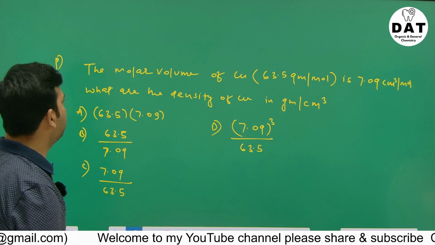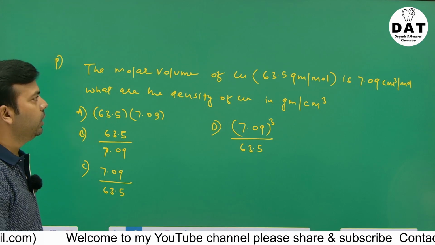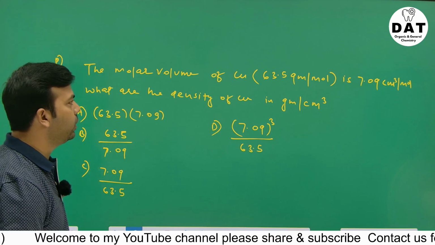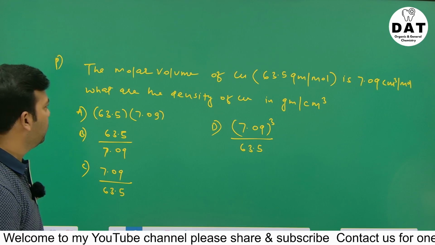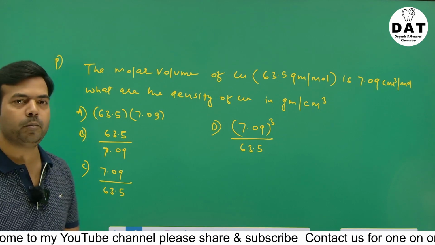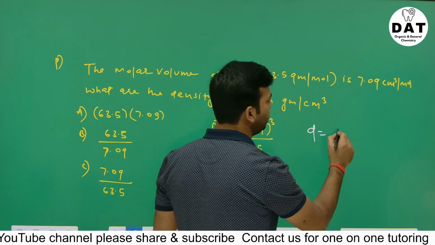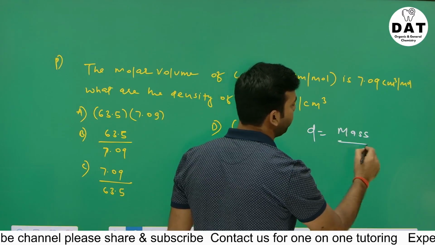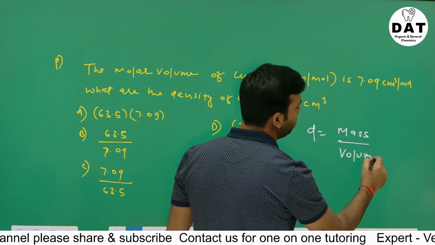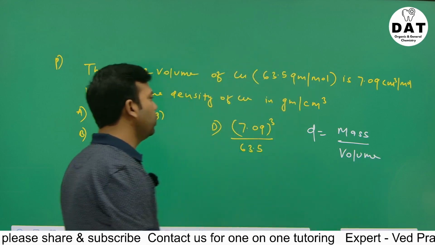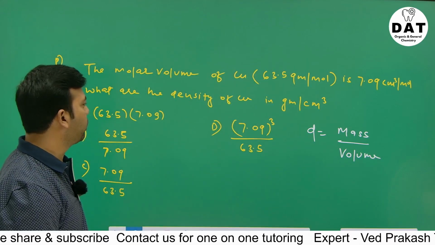Okay, now the next question. The molar volume of copper is 7.09 centimeter cube per mole. What is the density of copper in gram per centimeter cube? So what is density? Density is equal to mass upon volume. Volume means molar volume. Okay. So density it is talking about.